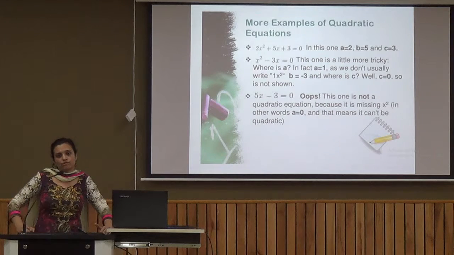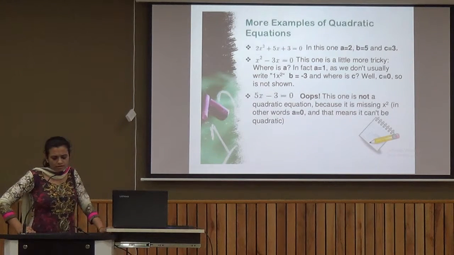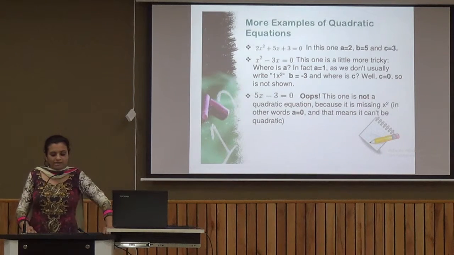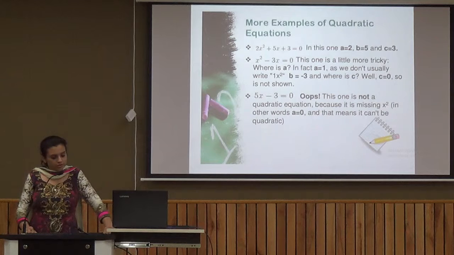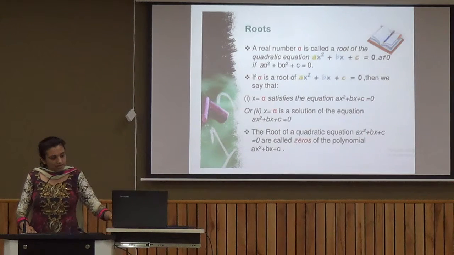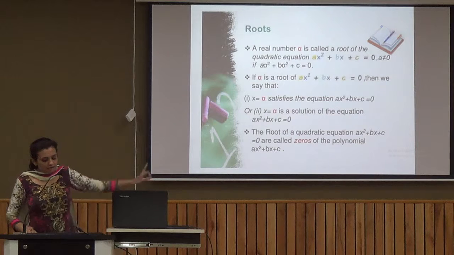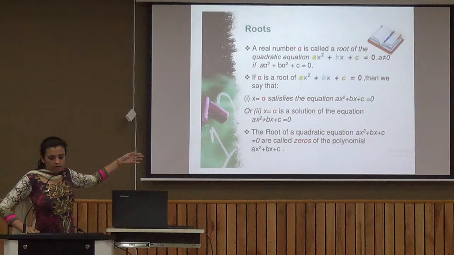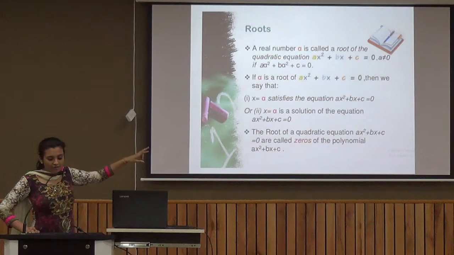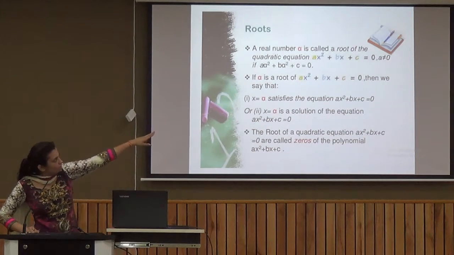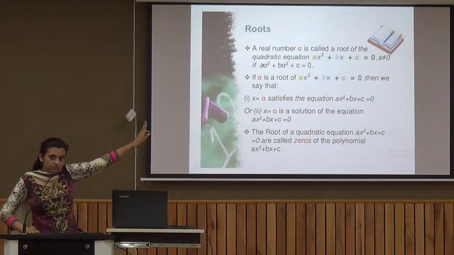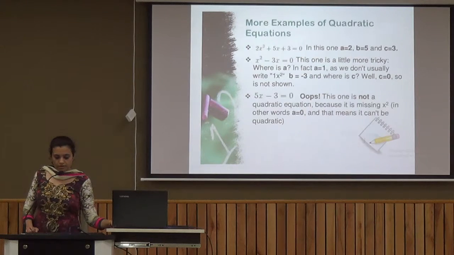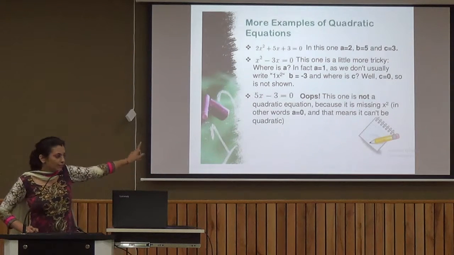Then, 5x minus 3 is equal to 0. Oops, this one is not a quadratic equation. Yes, because it is missing the x squared. In other words, a is equal to 0. Let's go back to the previous slides and see. A real number alpha is called a root of the quadratic equation, such and such. And look at the last words mentioned below, a not equal to 0. The moment a turns out to be 0, it becomes a linear equation, like in the third example here.